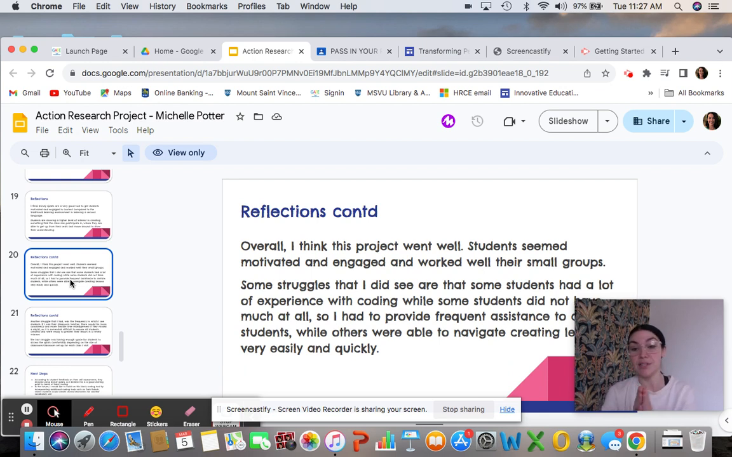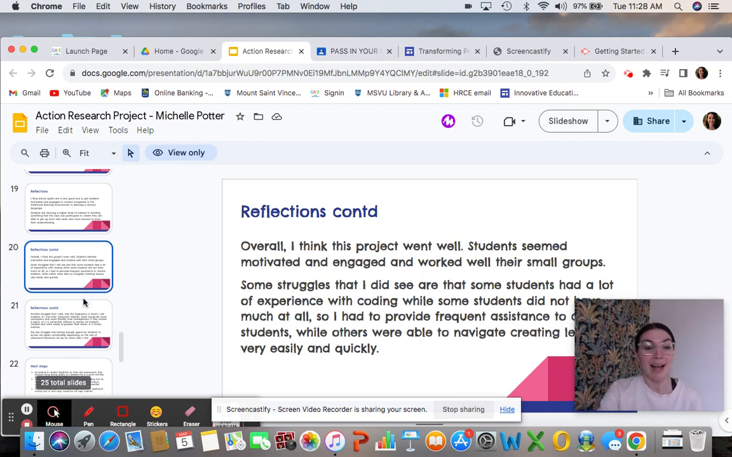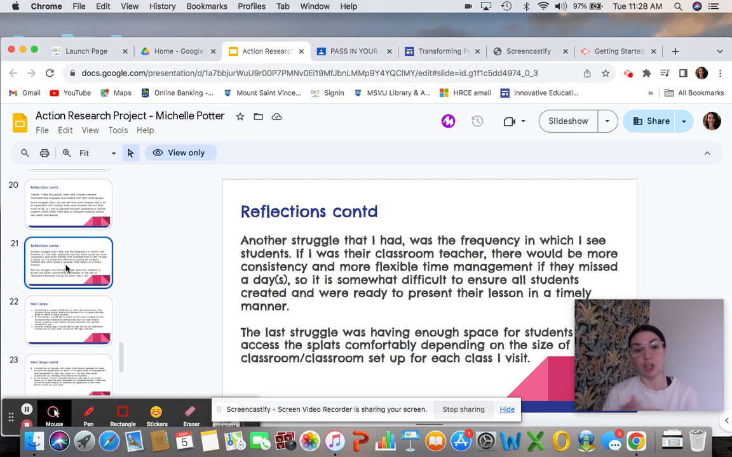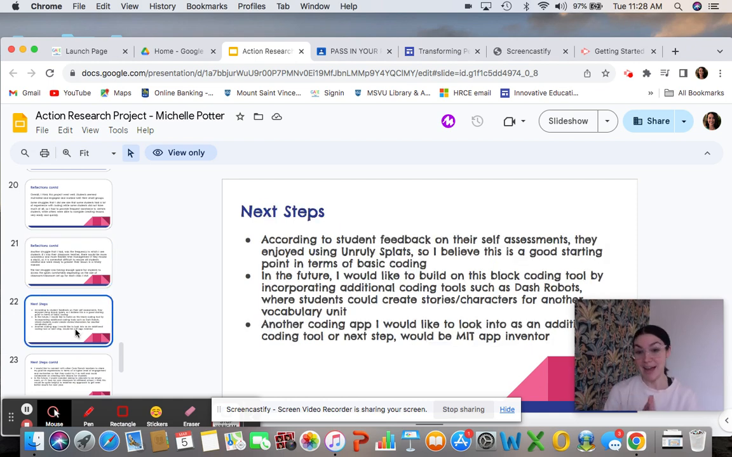The biggest struggles that I did see or that I had was just in terms of the spacing, in terms of not seeing them as consistently as I would like to. So not being a classroom teacher, that is a little bit out of my control. And then just in terms of next steps, I would love to be able to use this again in the future. I would like to be able to have my own classroom or just an empty space that I can go to have more space and more access for students to play.